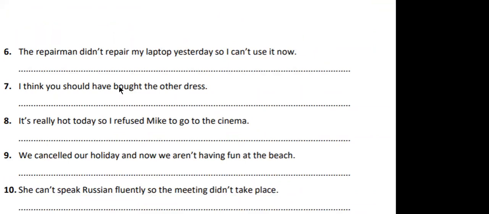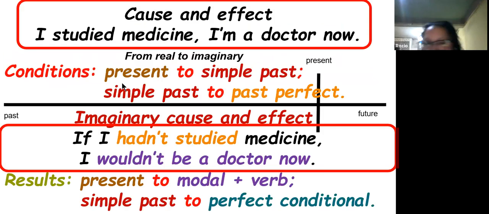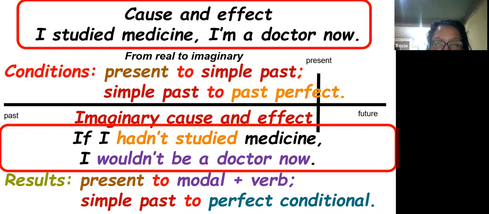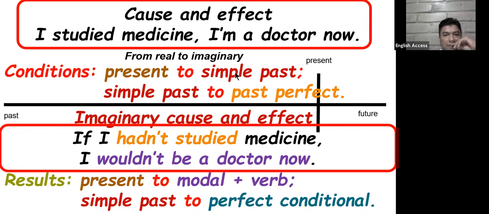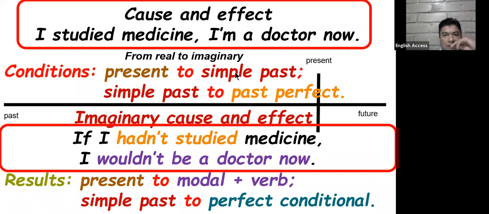Teacher, let me see the last one, a little bit more. This one. Yes, condition, simple past. There are two ways for conditions: present to simple past, and the other one is simple past to past perfect. Or did I get it wrong? No, that's right.